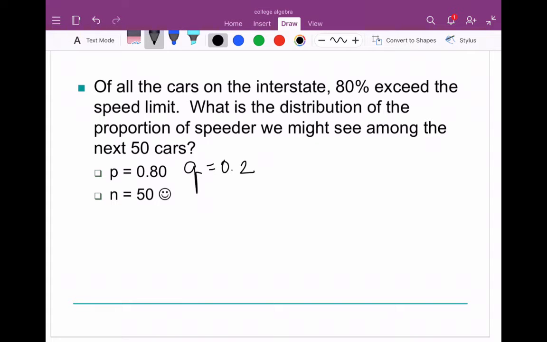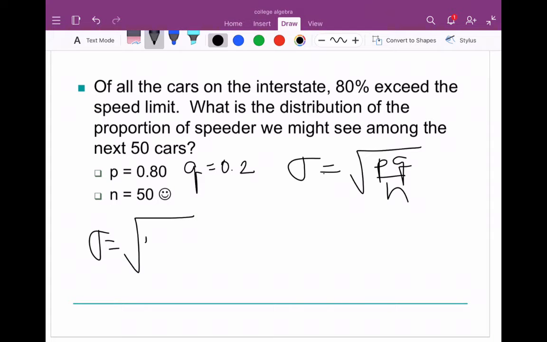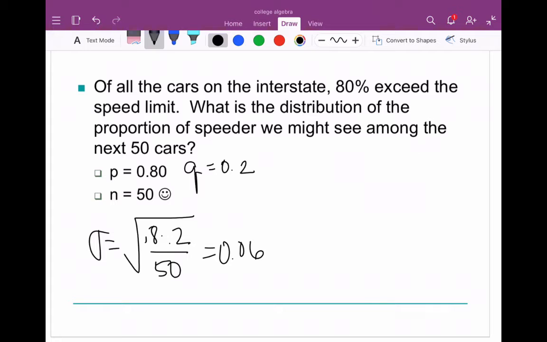So to show the distribution, we really just show the normal model using the 68, 95, 99.7 rule. In order to do that, we need to find our standard deviation. So remember that the standard deviation for proportions is the square root of PQ over N. So in this particular case, the standard deviation would be the square root of 0.8 times 0.2 over 50, which equals 0.06.